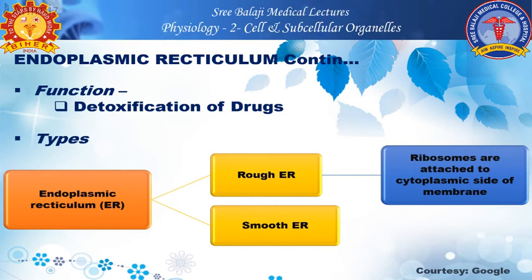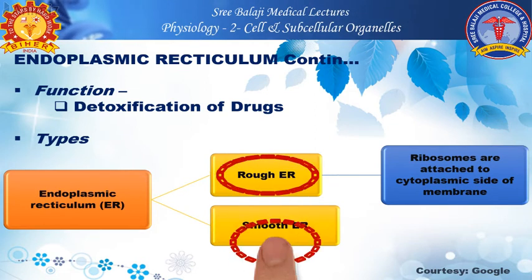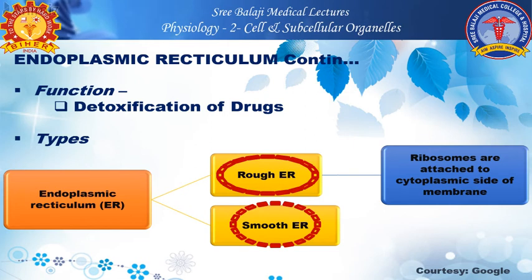Now the functions of endoplasmic reticulum, one is detoxification of drugs. Okay, how many types of endoplasmic reticulums are there? There are two types, rough endoplasmic reticulum and smooth endoplasmic reticulum. What is the difference? The rough endoplasmic reticulum has got ribosomes attached. Why? What is the function of ribosome? Protein synthesis. So we know why rough endoplasmic reticulum is more predominantly present in cells where protein is synthesized.